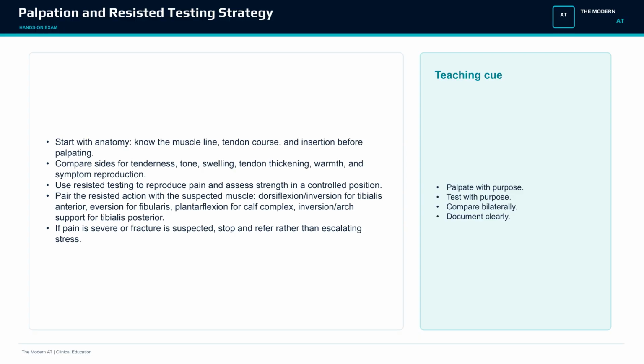Pair the resisted action with the suspected muscle: dorsiflexion and inversion for tibialis anterior, eversion for fibularis, plantar flexion for the calf complex, and inversion or arch support for tibialis posterior. If pain is severe, focal bony tenderness is present, fracture is suspected, or symptoms worsen with testing, stop and refer rather than escalating stress. Palpate with purpose, test with purpose, compare bilaterally, and document clearly.